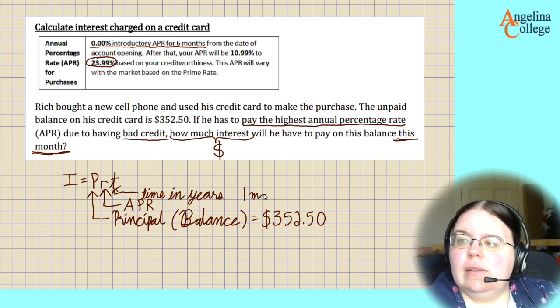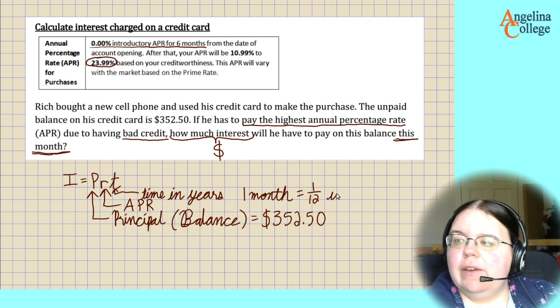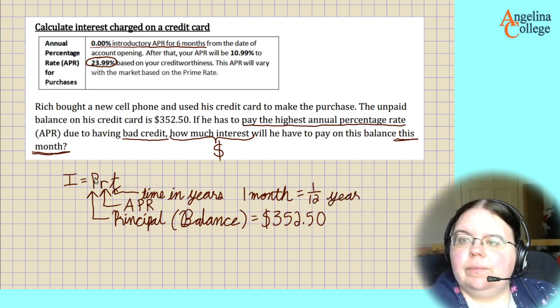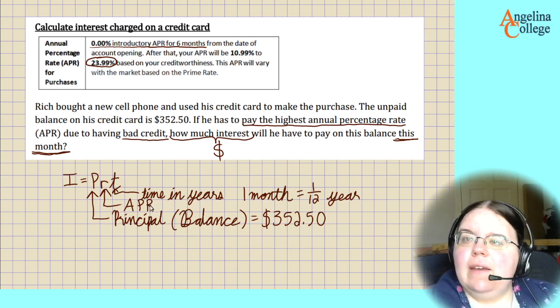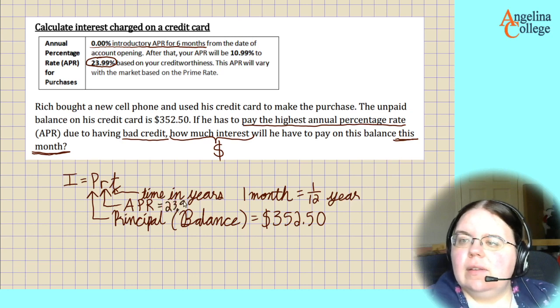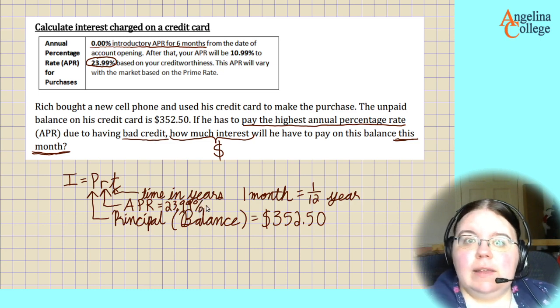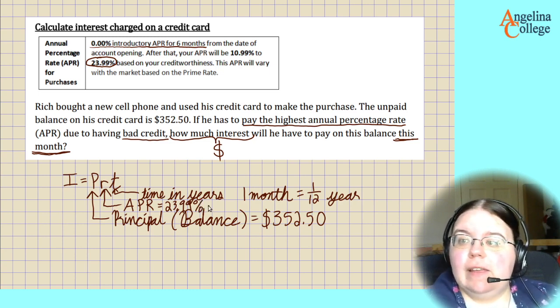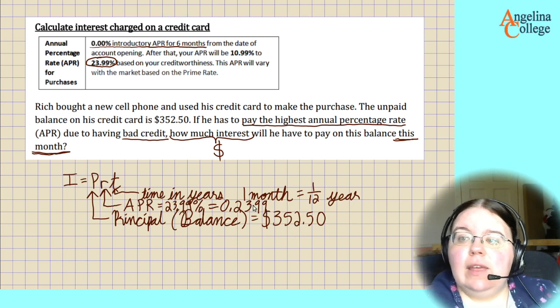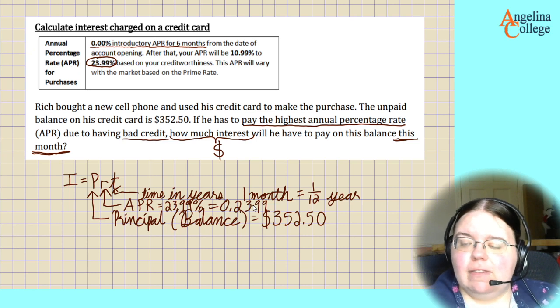So 1 month will be 1/12 of a year. And that APR will be the one for the bad credit, the 23.99%, which we will express as a decimal because that's more compatible for calculation. So that'll be 0.2399. You can either mentally move the decimal point 2 places or use your calculator to divide by 100 to go from a percent to a decimal, just like you would multiply by 100 to go in the opposite direction.